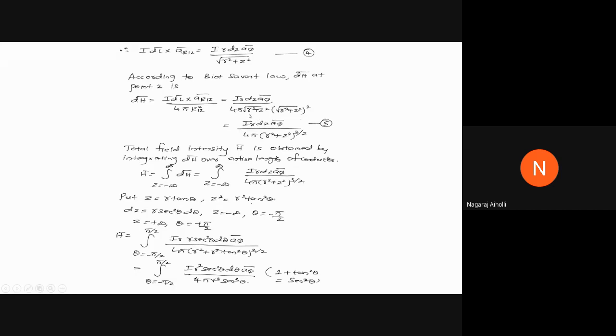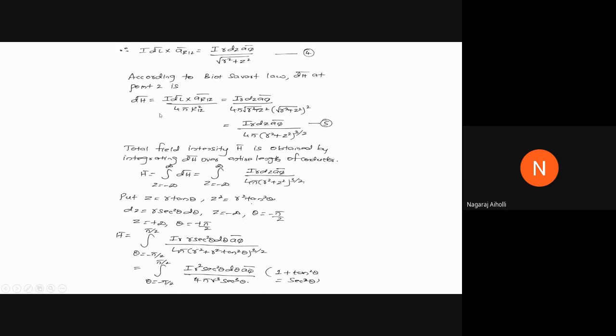But here it is square root of r square plus z square, so it is 1 plus 1 by 2. What is 1 plus 1 by 2? 3 by 2. Correct? Yes. It is 3 by 2. Therefore, this divided by 4 pi r square plus z square raised to 3 by 2. Take it as equation number 5. Total field intensity H bar is obtained by integrating this dH bar.